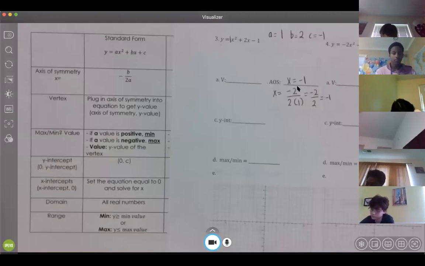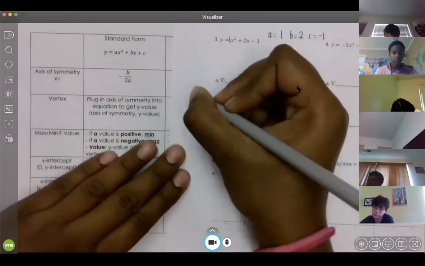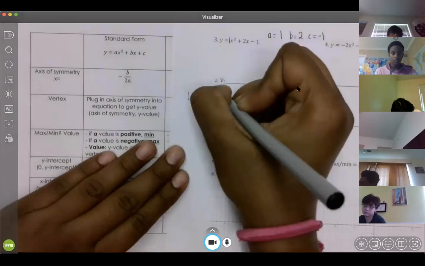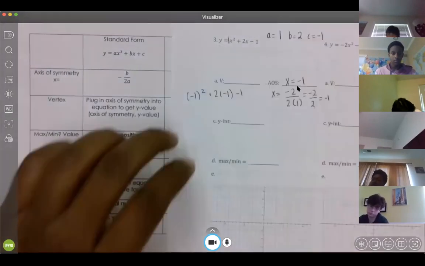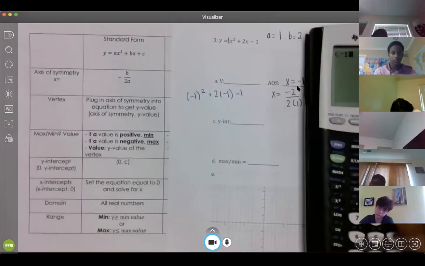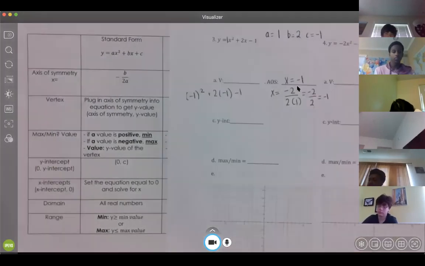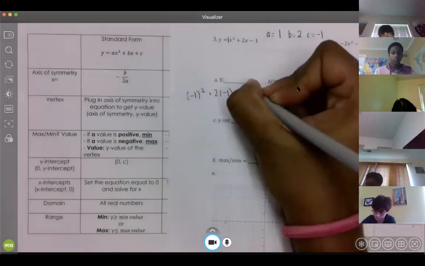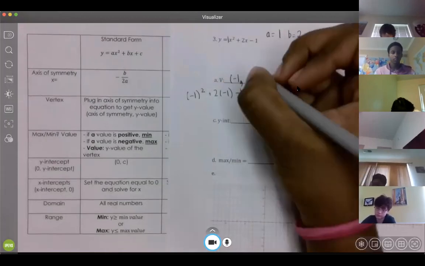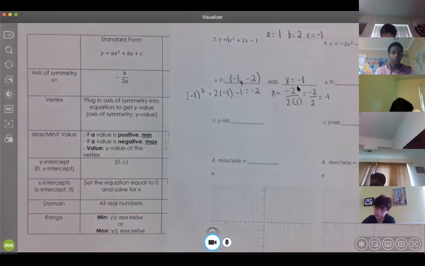You just plug it back in. So everywhere you see an x, you're going to plug in a -1. It's important that you put parentheses around the -1, especially if you're using the calculator. Otherwise, you're not going to get the right answer. So it's (-1) squared plus 2(-1) minus 1, which gives you -2. So your vertex is the axis of symmetry, -1, comma, whatever you got when you plugged in the axis of symmetry. So (-1, -2).